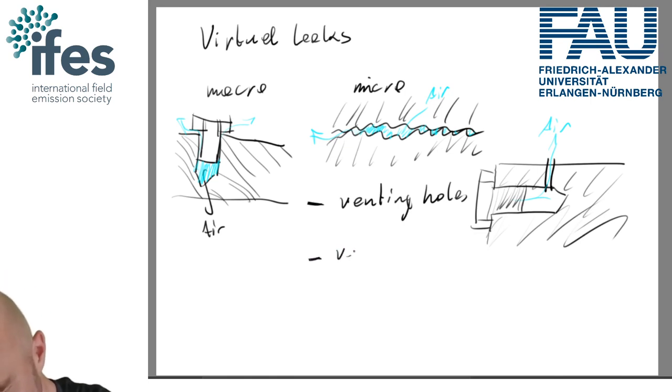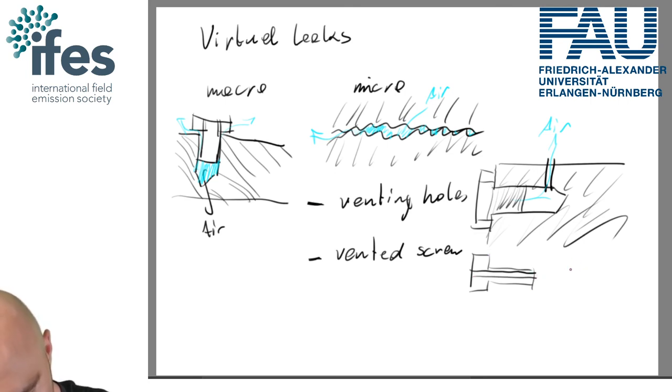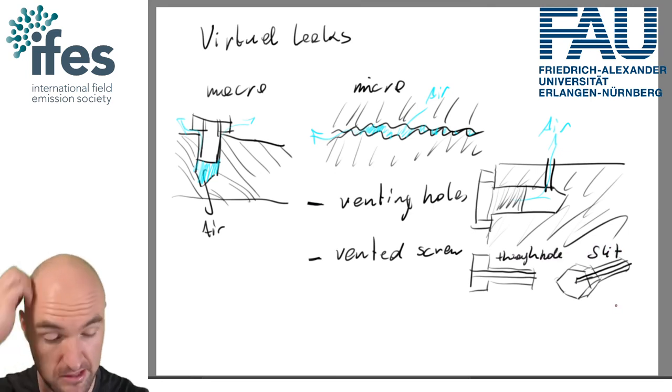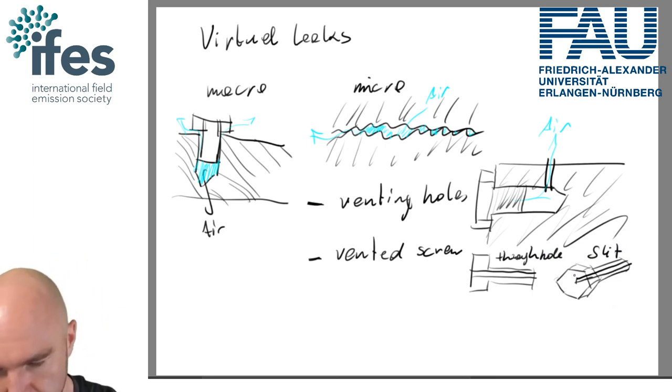The other way of doing it is having a vented screw, and having a vented screw is just what it sounds like. It's essentially having a screw with either a hole in the middle, or a screw, and now I hope I am good enough to draw a bolt like this, or a screw that has a slot or slit on the side, so that the air can escape through that.